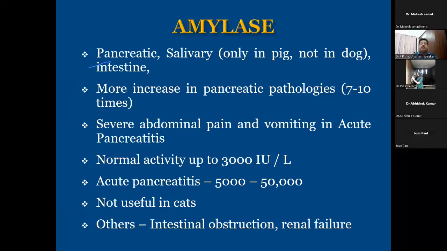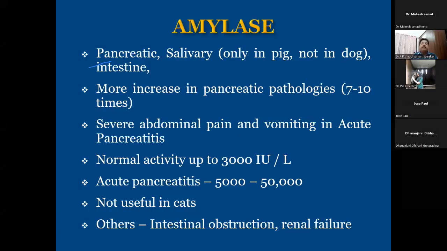Normal activity is almost up to 3,000 units per liter. In acute pancreatitis, it goes up to 5,000 to 50,000. And amylase is not useful in cats. After secretion from the pancreas, amylase flows into the duodenum via the bile duct. So if there is an intestinal obstruction, there will be a hike in amylase.